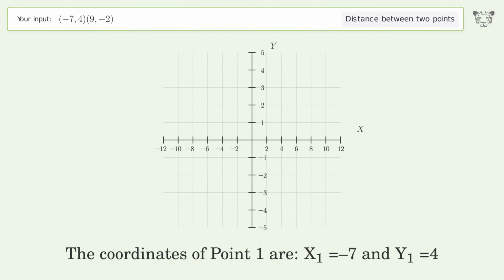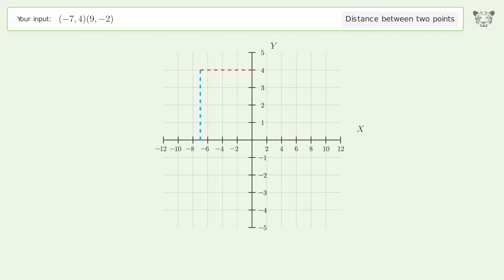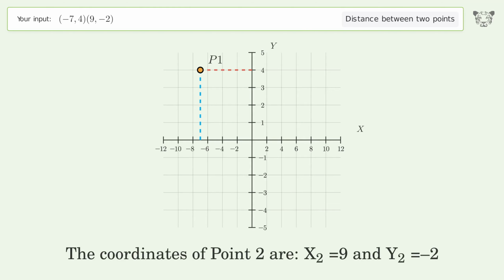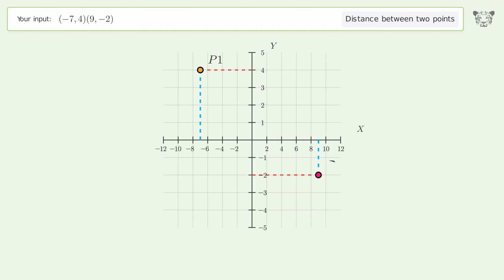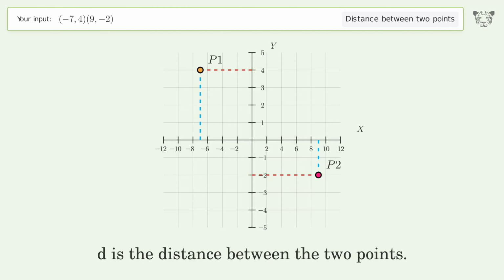The coordinates of point 1 are x1 equals -7 and y1 equals 4. The coordinates of point 2 are x2 equals 9 and y2 equals -2. D is the distance between the 2 points.